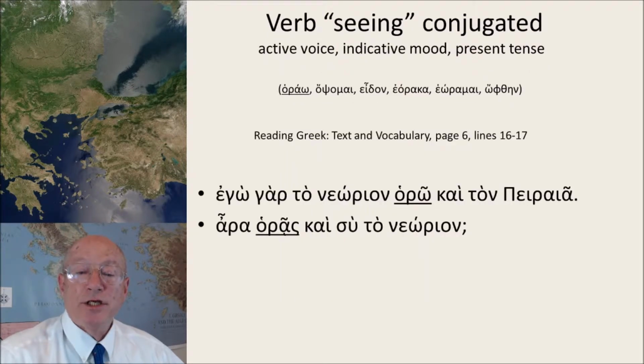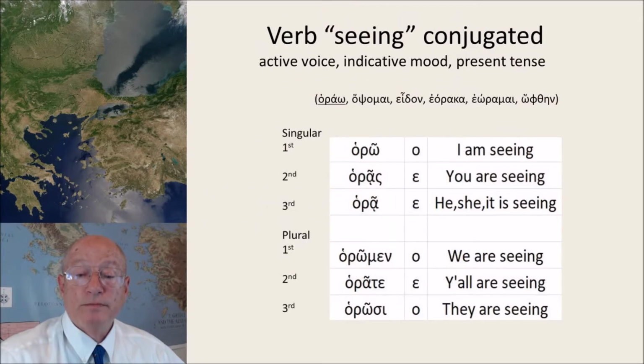So here's a little passage in our text. Ego gar ta neoria horo kai ton Peiraia. Hora|s kai su ta neoria? And what this means is, for I see the dockyard and the Piraeus. Do you see the dockyard? And I've underlined there the two forms, horo and horas, the first one being the first person singular, and the next one is the you form, the second person singular.